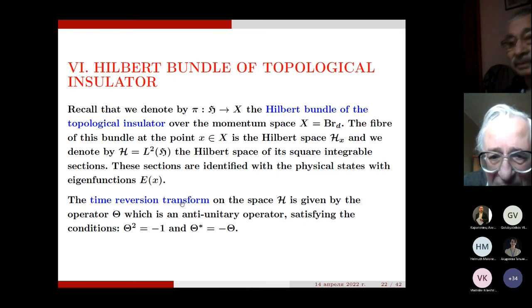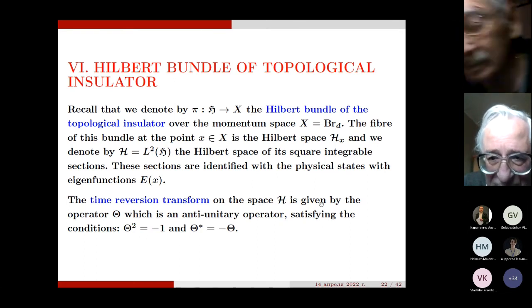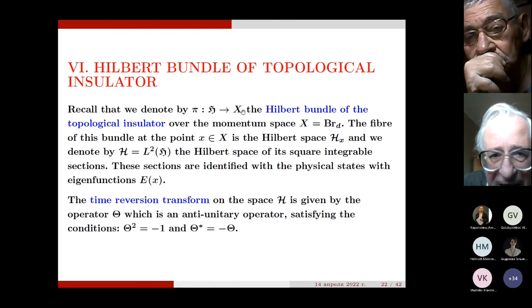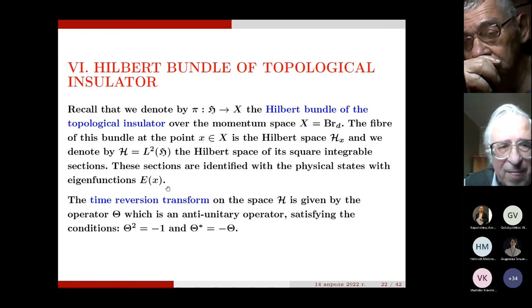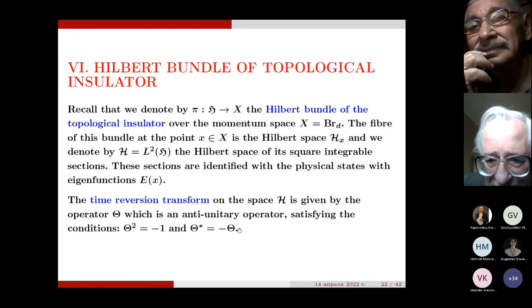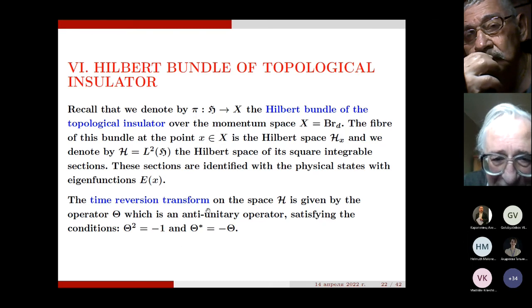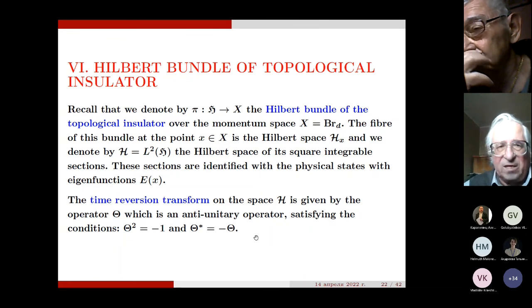The time reversion transform on the space H is given by the operator theta. So we are now working here in this H, the space of sections of this bundle. The time reversion transform on the space H is given by the operator theta, which is an anti-unitary operator, satisfying the conditions that the square of theta is equal to minus 1 and the Hermitian conjugate of theta is equal to minus theta.